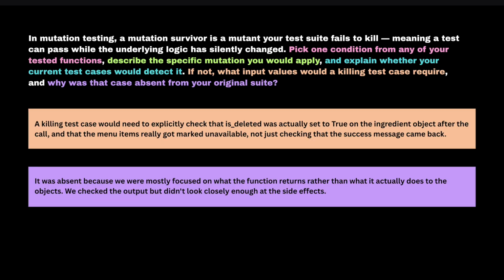And the fourth question is, if not, what input values would a killing test case require? To kill that mutant, we need a test that explicitly checks that is deleted was actually flipped to true after the call, and that the related menu items really got marked unavailable, not just that the success message came back.